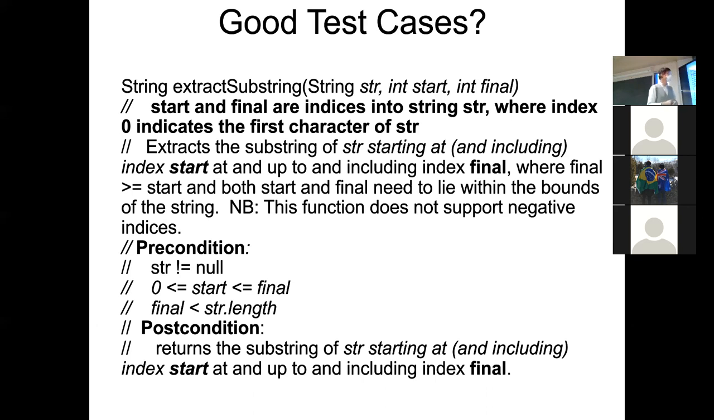Yes, Larissa. I would do one that has a start that's not at the very beginning and an end that's not at the very end, to make sure it actually doesn't. Good. So maybe we do CMPT371, and we have the start be one. That's not zero, right? It should say zero indicates the first character, yeah? So maybe start is one, and maybe final is three, right?